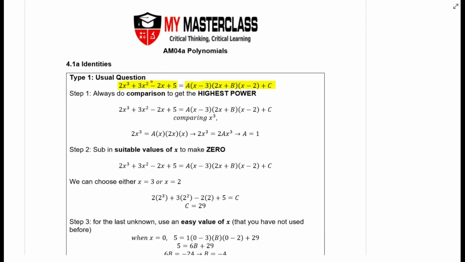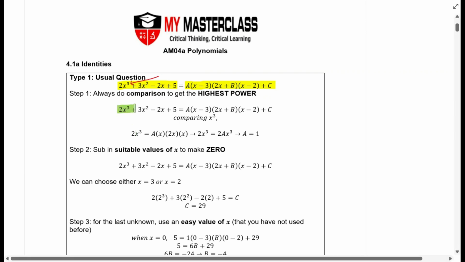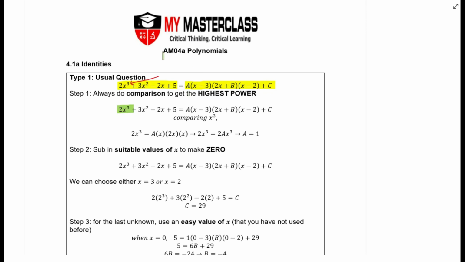Now the x term with the highest power in this case is x cubed. So we'll just be focused on the x cubed terms in this equation. Now the comparison always occurs between the left hand side and the right hand side of the equation. So on the left hand side, our x cubed term is 2x cubed over here. And on the right hand side, we'll have to manually expand to find our x cubed term.